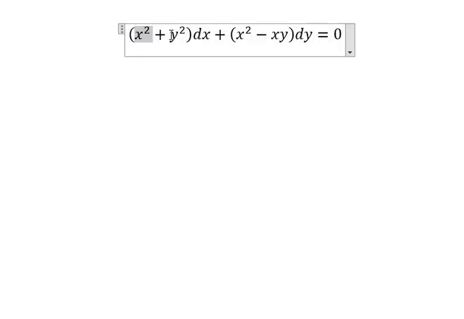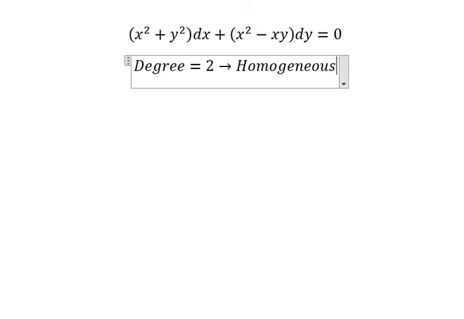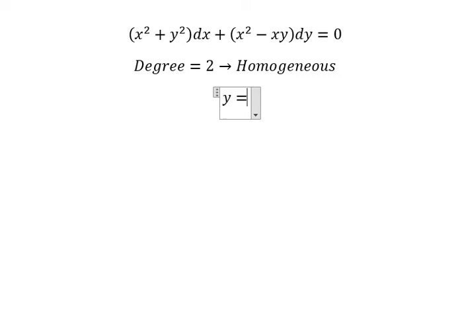We have x squared, y squared, x squared, xy. They are degree number 2. So we can use homogeneous. So I will put y equals vx.